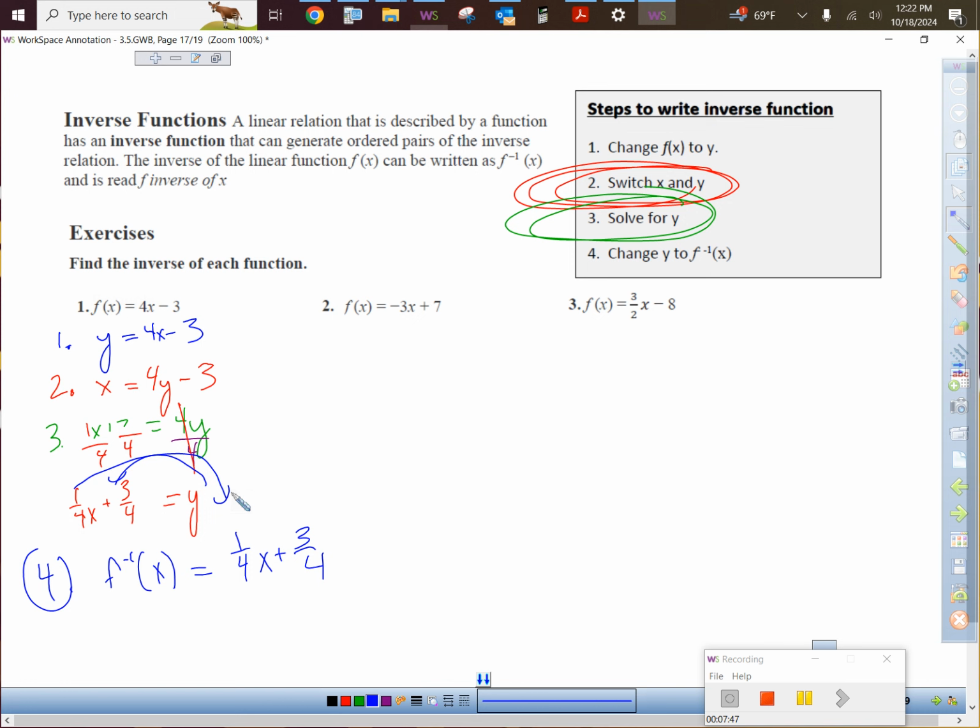So weird, the 4-step process. Step 1. Change f of x to y. Got it. Step 2 is the true inverse step. Switch x and y around. So I have done that. Step 3, make our life easier by solving for y. So I'm going to subtract 7.